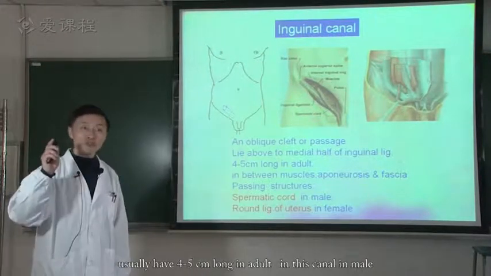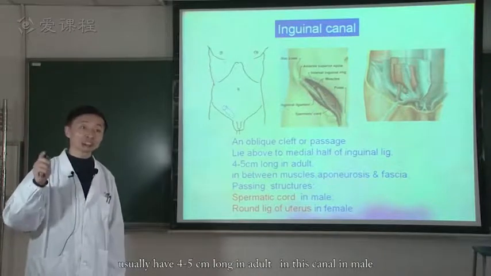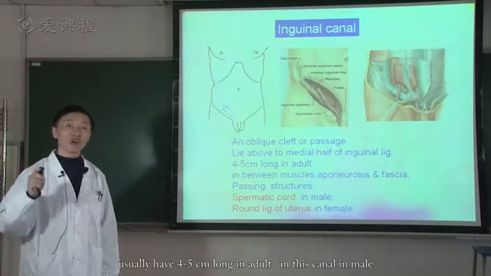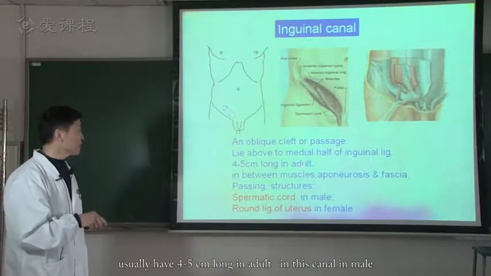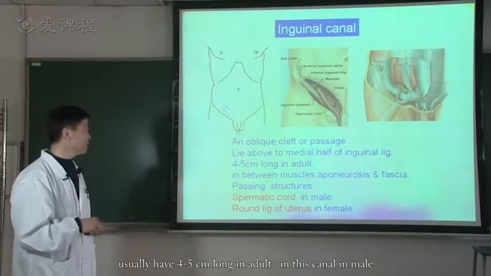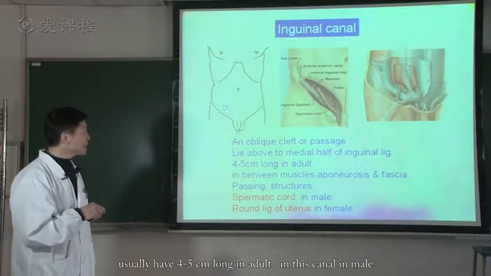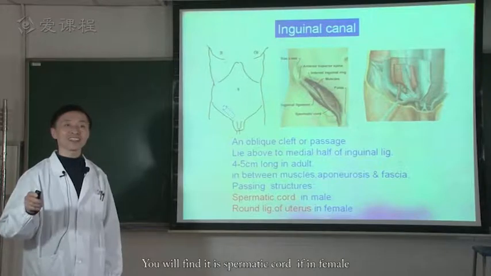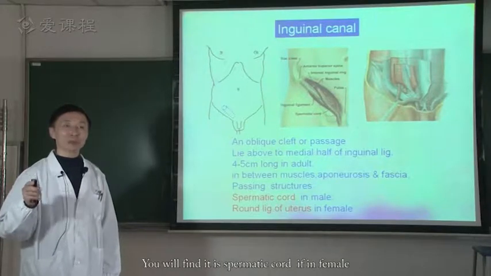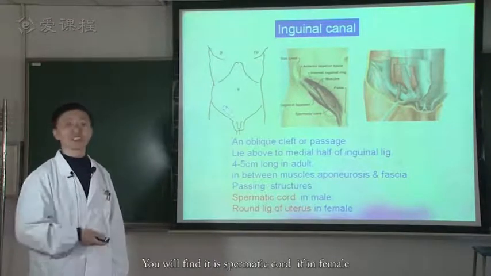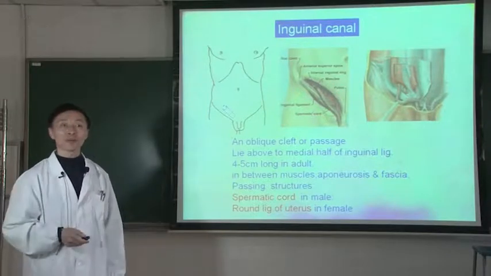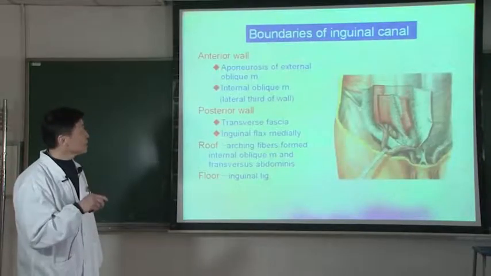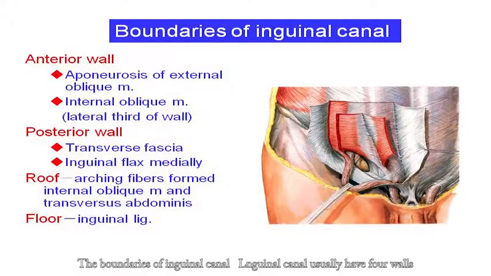It is usually 4 to 5 centimeters long in adults. In this canal, in males, you will find the spermatic cord. In females, it's the round ligament of the uterus. The boundary of the inguinal canal.